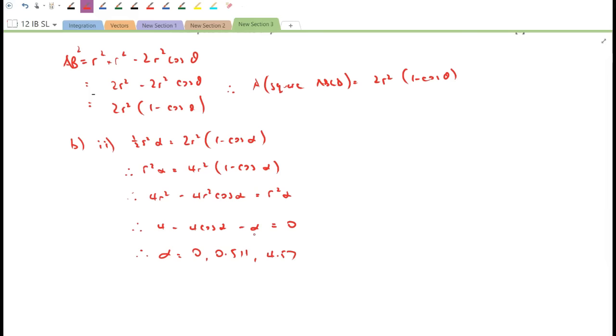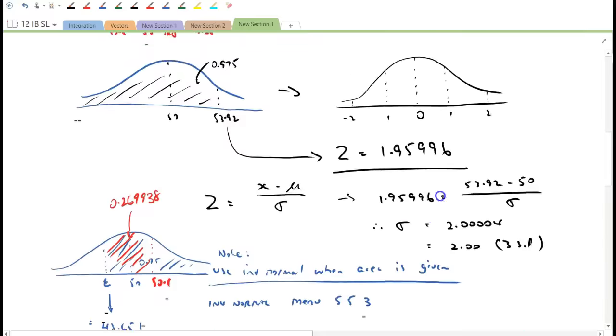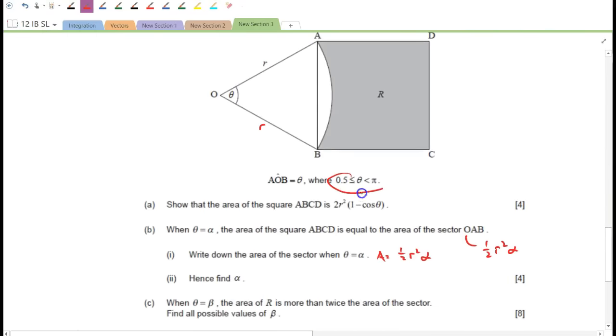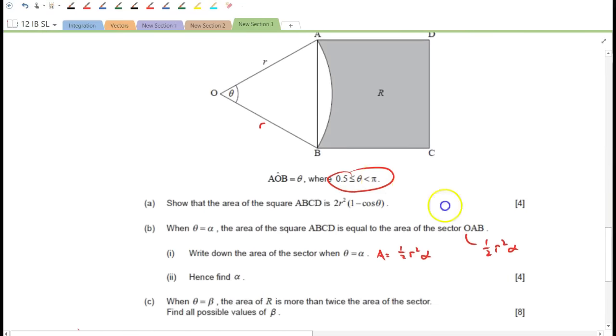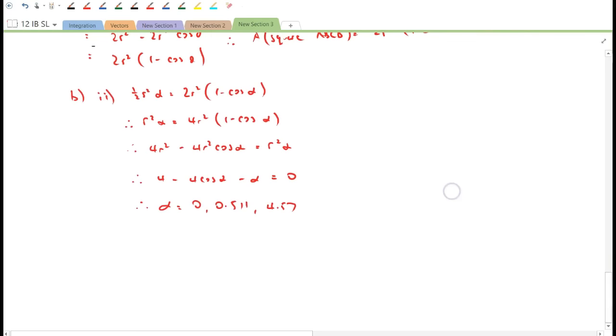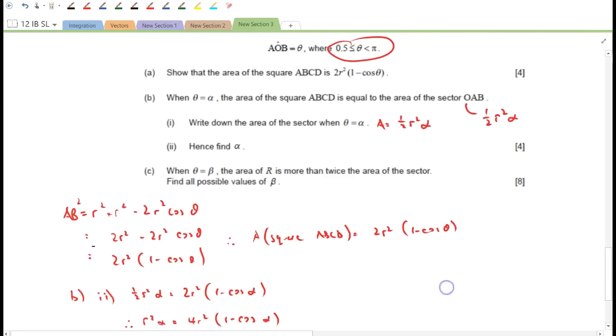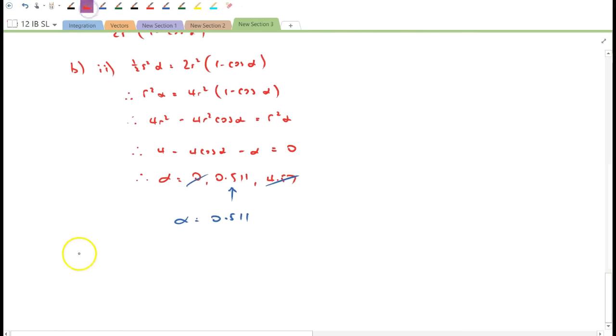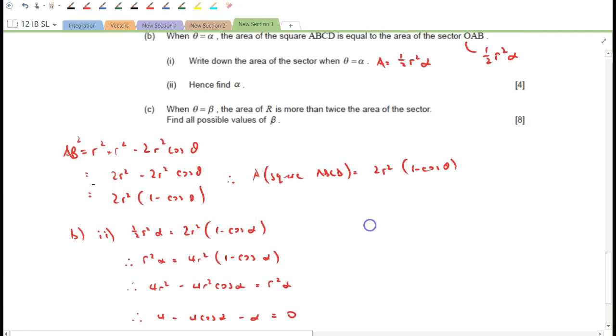Well, we know that it's got to be between 0.5, I could just look up here, where is it? There it is, 0.5 and pi, which is 3.14. So we can get rid of this one and this one. So there's my value. Alpha must be equal to 0.511. Okay, last part, C. And C is requiring us to do this.